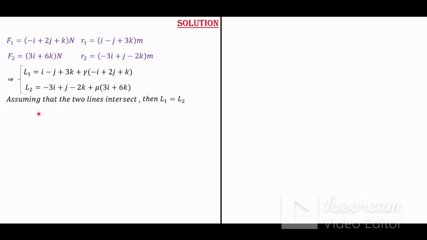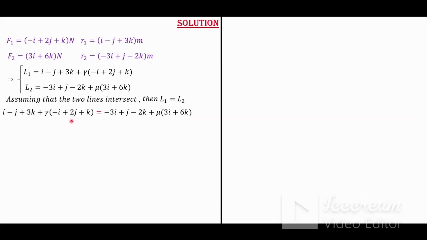If the two lines intersect, it simply implies that L1 is equal to L2. So we equate L1 and L2. We have i minus j plus 3k plus gamma times negative i plus 2j plus k is equal to negative 3i plus j minus 2k plus mu times 3i plus 6k.